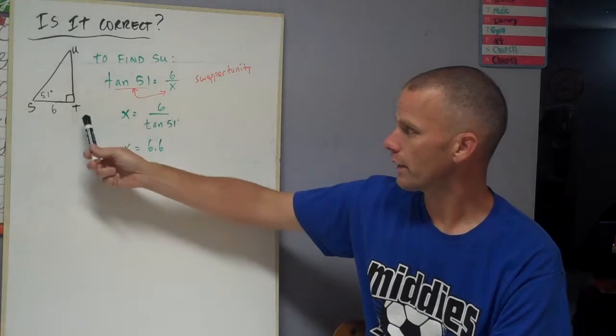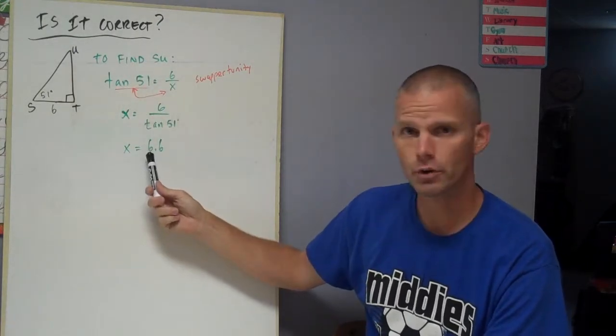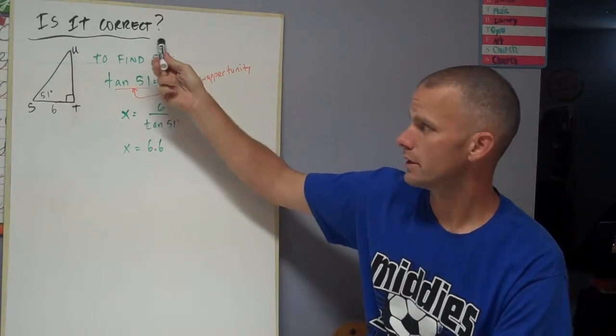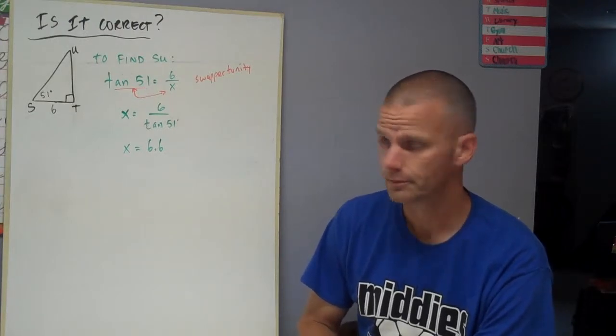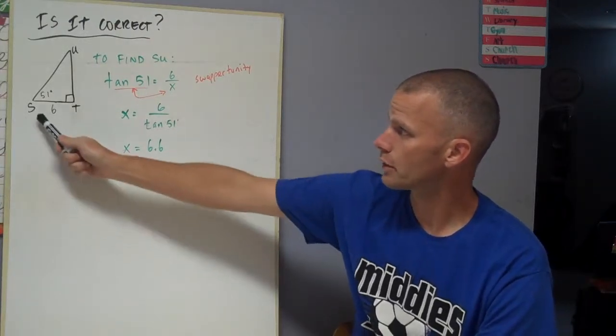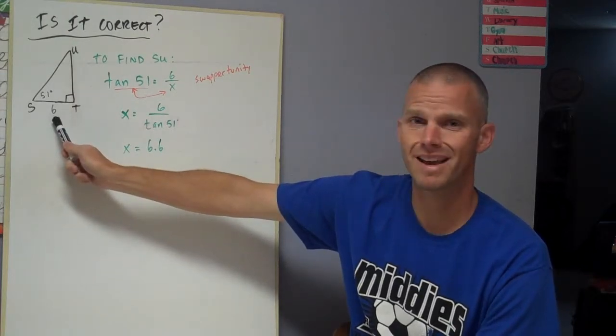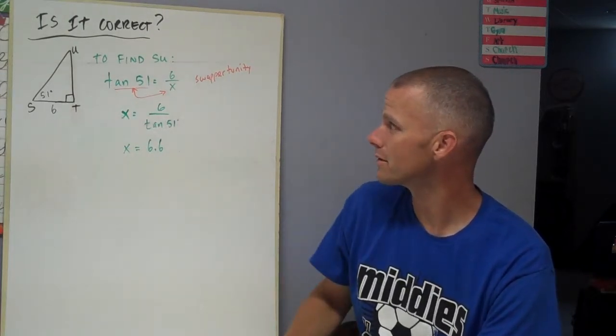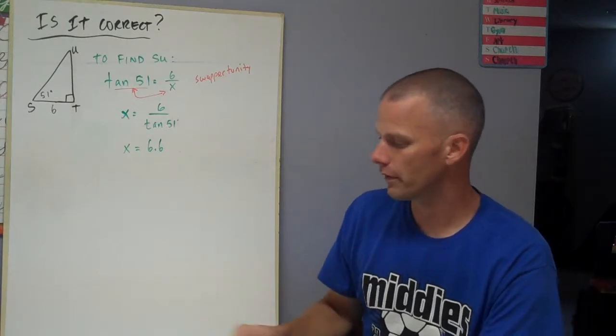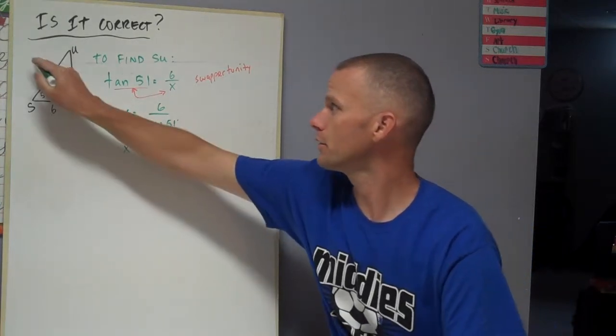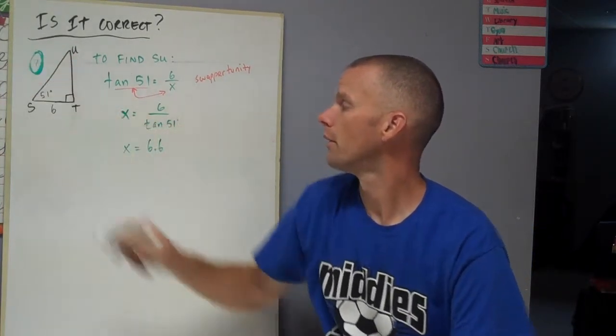Check out the example we've got set up. We've got a solution already built here. The question is, is it the correct solution? Alright, we've got triangle STU. We've got angle S is 51 degrees. We've got segment ST with a base of 6 units. And so if we want to figure out the measurement of segment SU, our hypotenuse here.